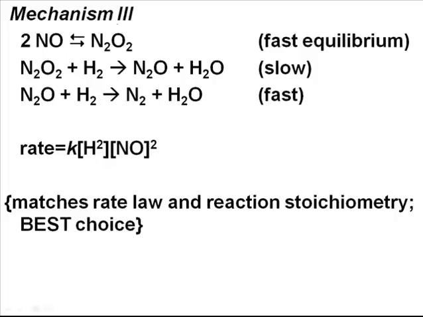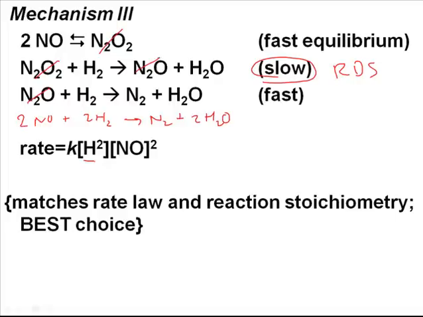Okay, best choice here. If we cancel out the intermediates, there's this and this. N2O, N2O. We've got our equation, 2NO plus 2H2. Okay, that produces our N2 plus our 2 H2Os. The slow step here is the rate determining step. So the rate determining step here should match up here with the 2 H's. Here's our 2 NOs, our H's, and our H's there.